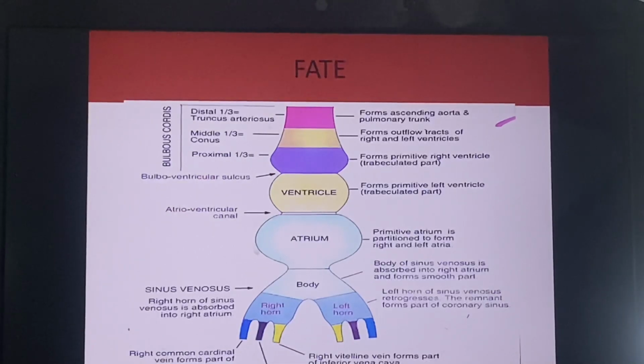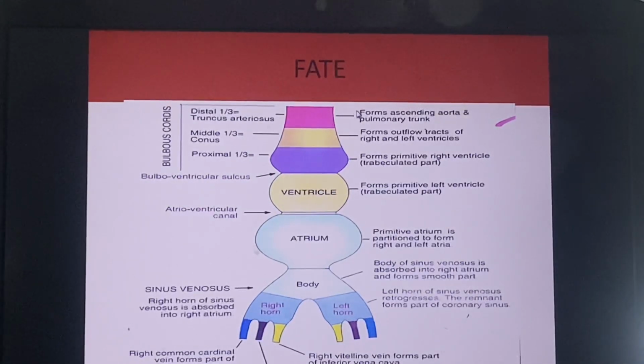So this is the diagram which is showing the fate of the heart tube. We will discuss the different parts in detail. I told you about the bulbus cordis portion, you can see. The distal one-third is forming the truncus arteriosus, then the middle one-third is the conus, and then the proximal one-third. So this bulbus cordis portion is divided into three parts.